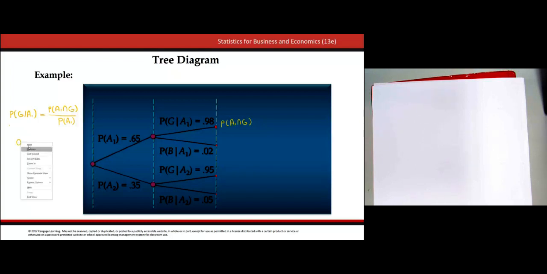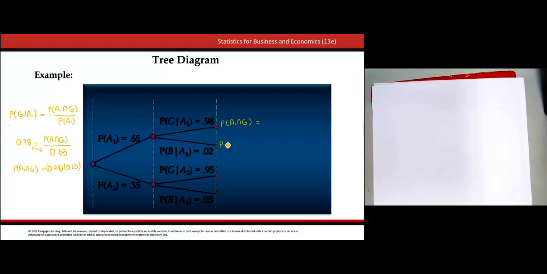We know probability of G given A1 is 0.98. We don't know A1 intersect G, and we know probability of A1 is 0.65. So how can we solve for probability of A1 intersect G? We multiply these two. That's why probability of A1 intersect G is 0.98 times 0.65.